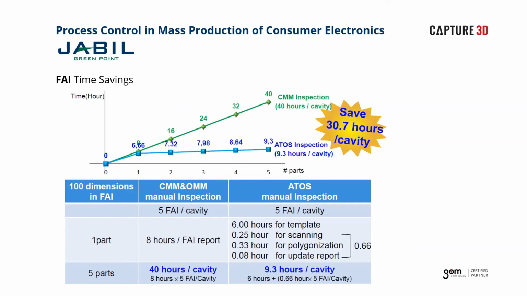The second study was analyzing the first article inspection time. Often, the most cumbersome and time-consuming part of the CMM process is programming the probe to touch in the correct areas of the surface for the inspection. With ATOS, there is no probing, but we are capturing full field data instead. There is a little setup in comparison to the CMM. Both were done by the manual inspection process.